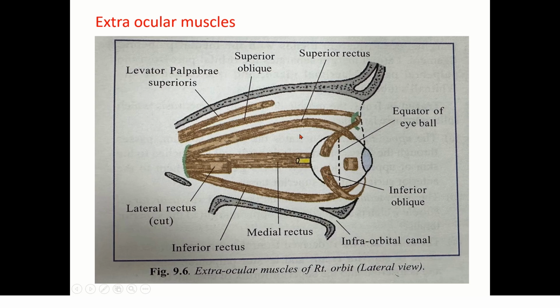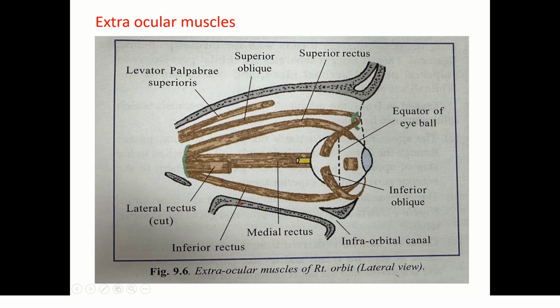And if you see the nerve supply, all the voluntary extraocular muscles are supplied by the oculomotor nerve except the superior oblique, which is supplied by the trochlear nerve, and the lateral rectus, which is supplied by the abducens nerve. So SO4 and LR6. Remaining all voluntary muscles are supplied by the oculomotor nerve.